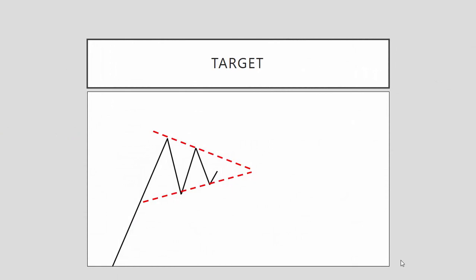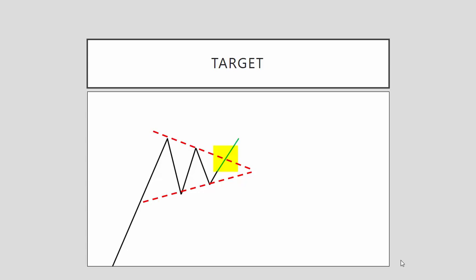We can measure a minimum target for triangles as what we did for head and shoulders. I want to show how we can do it in one example, then we will see more examples in real charts. Suppose we have this symmetrical triangle. Then the price penetrates the upper boundary, so we get the signal of more rise in price.